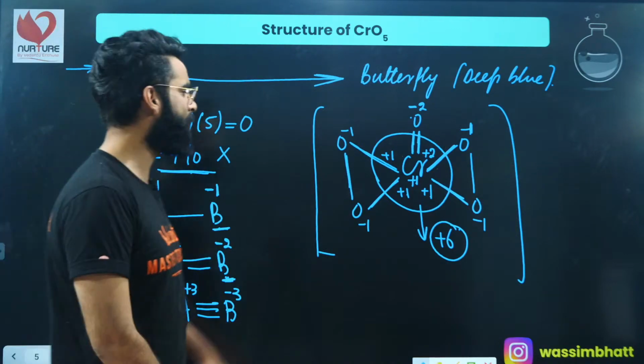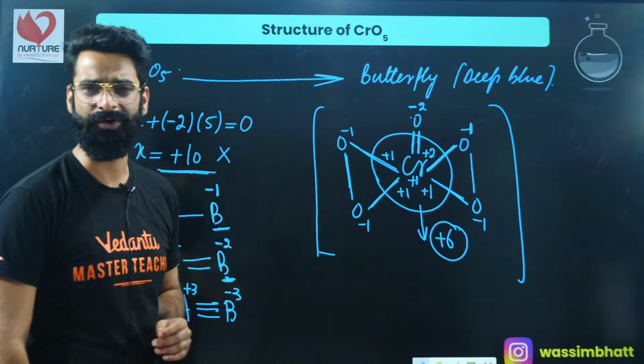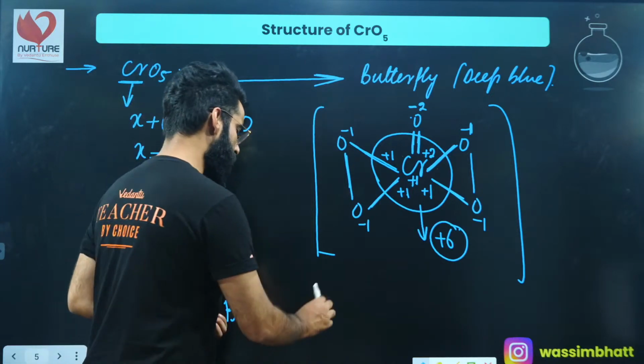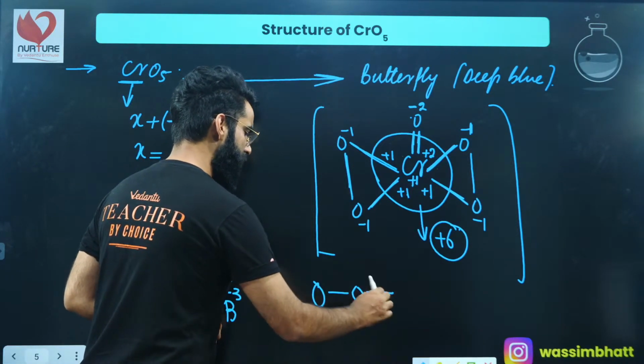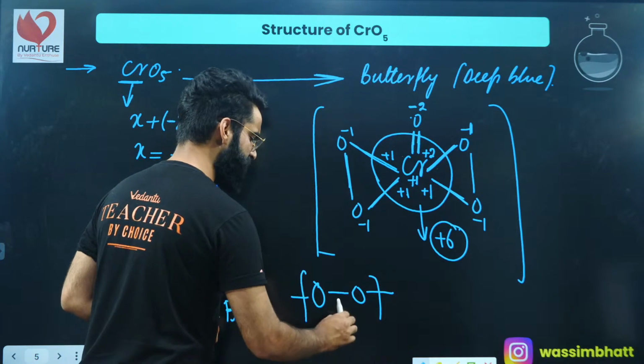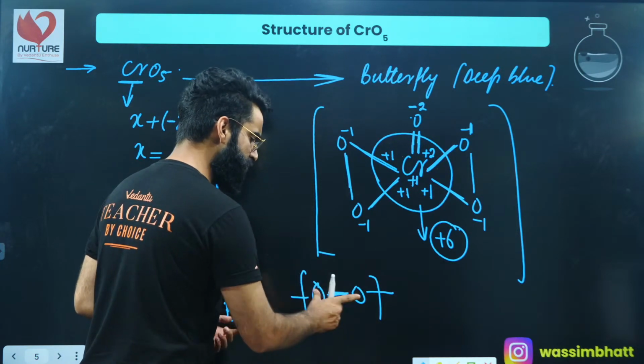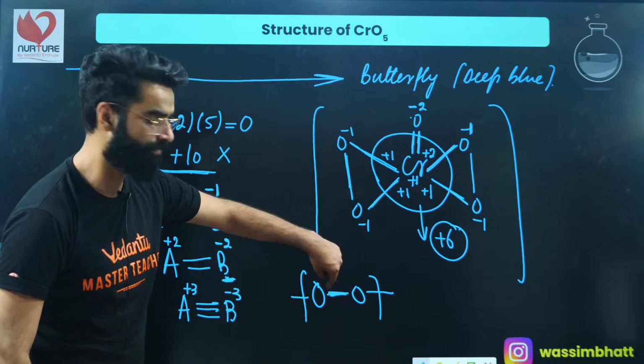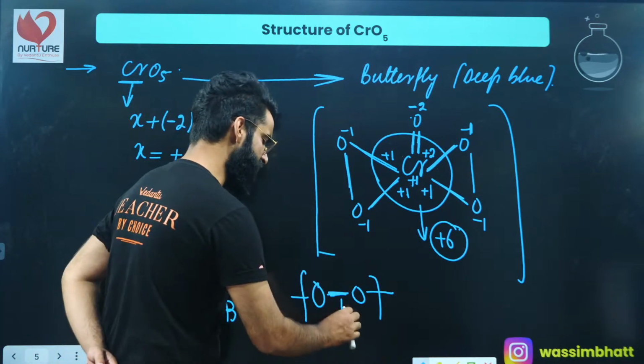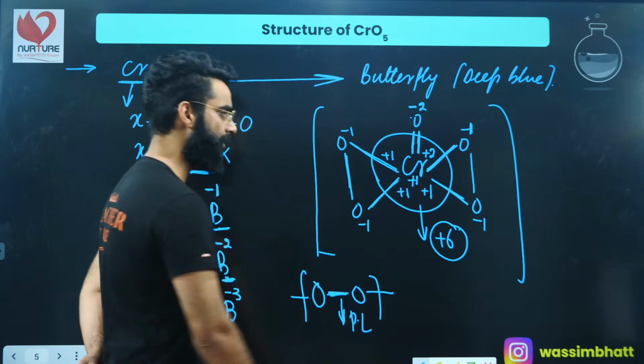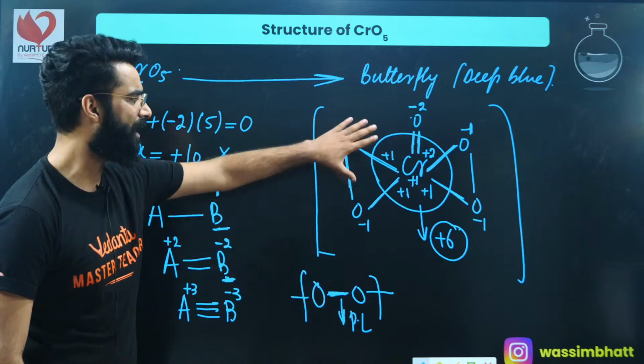If I ask you how many peroxide linkages are there in CrO5, what is a peroxide linkage? Oxygen single bond oxygen is what we call a peroxide linkage. Whenever 2 oxygen atoms are joined by means of a single bond, this single bond is what we call a peroxide linkage. So how many peroxide linkages are there in CrO5?